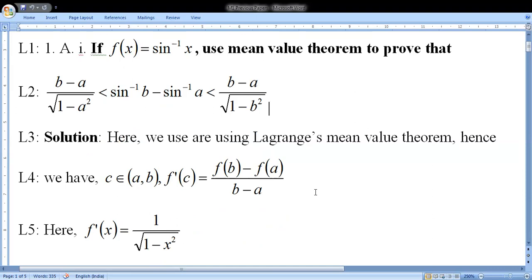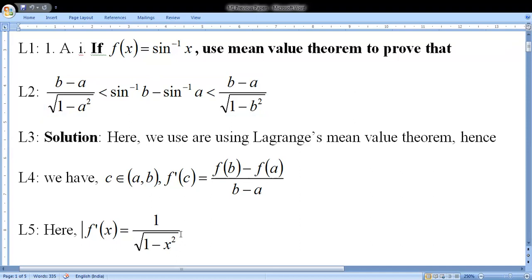If f of x is the function defined on the interval a comma b, then f of x is continuous on closed interval a comma b. F of x is differentiable on open interval a comma b, and you need to take f dash c equals to f of b minus f of a by b minus a, and you need to prove that c lies between a and b. Since you need to use Lagrange's mean value theorem, so we can have c lies between a and b, and also f dash c equals to f of b minus f of a by b minus a. So you can make use of these two statements in order to prove the inequality b minus a by root over 1 minus a square less than sin inverse b minus sin inverse a less than b minus a by root over 1 minus b square.